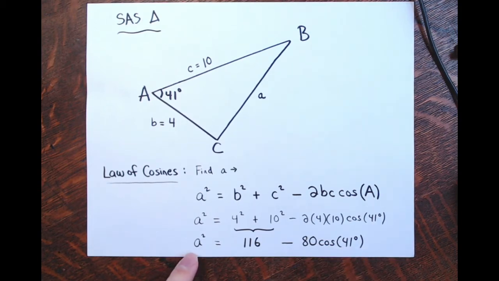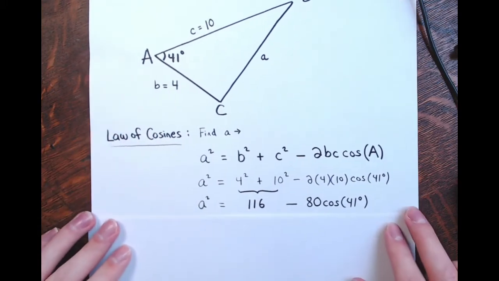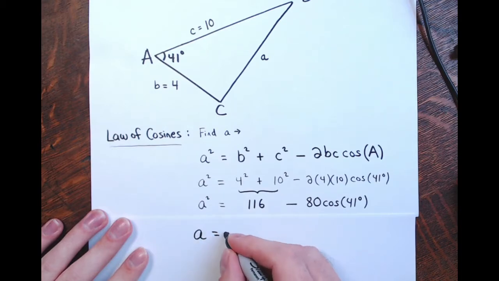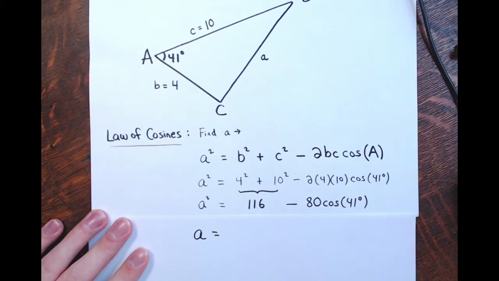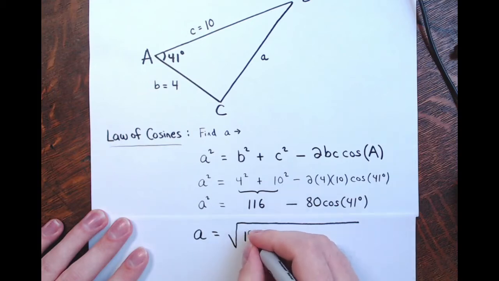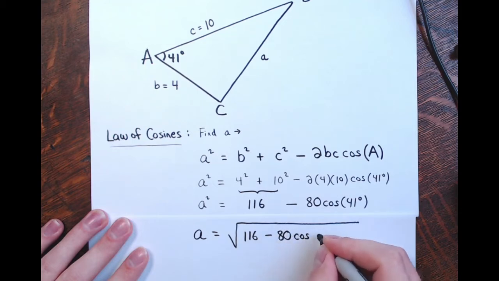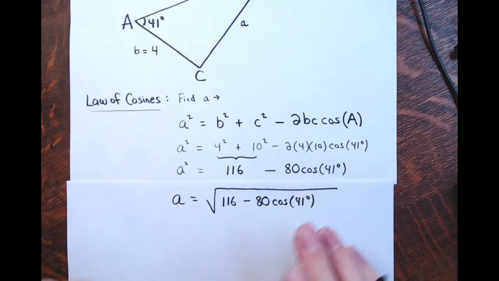Then we have this is a squared. I want a itself, so I take the square root of both sides, and so a equals, now I know it could be plus or minus, but since we're talking about the length of a side of a triangle, we're going to use just the positive square root. So the square root of 116 minus 80 times the cosine of 41 degrees. And we're going to round this to 1 decimal place.